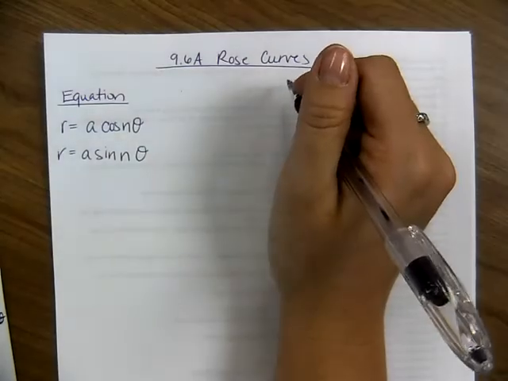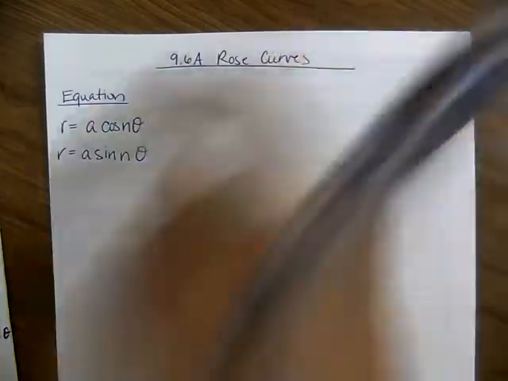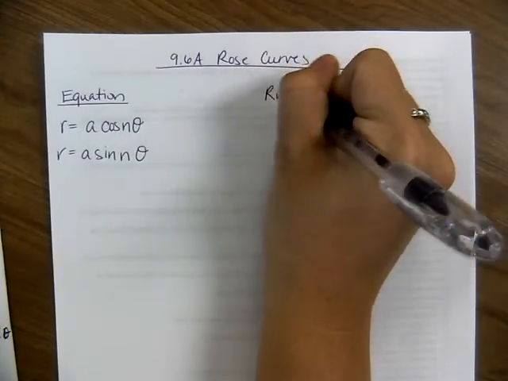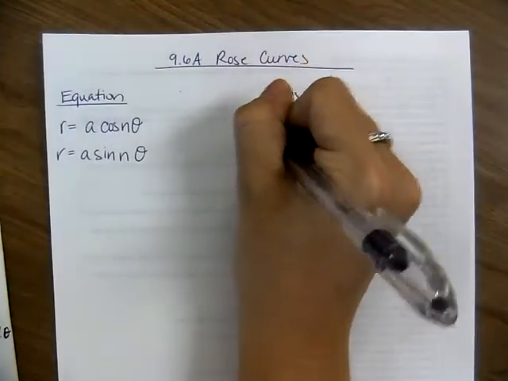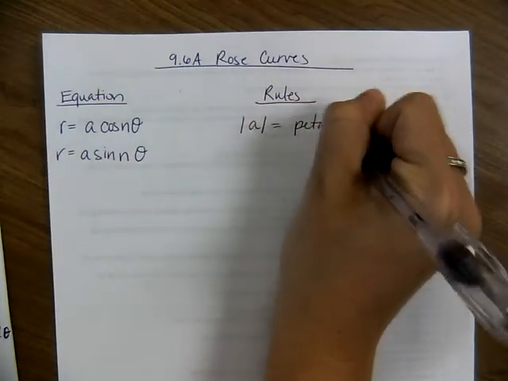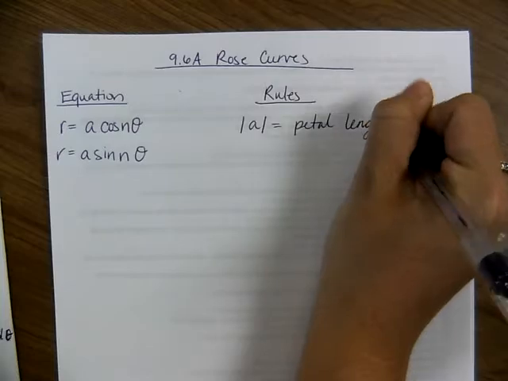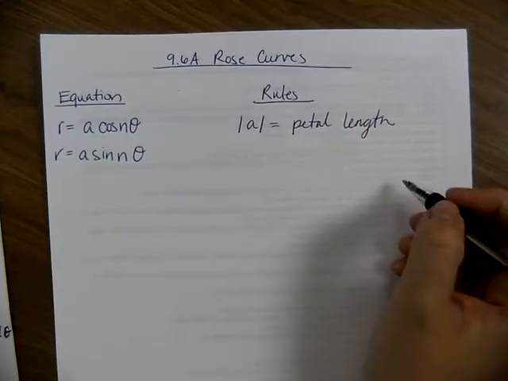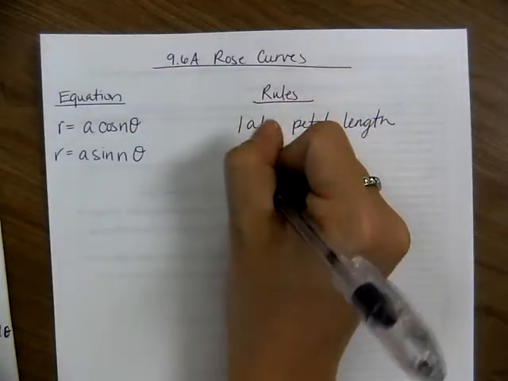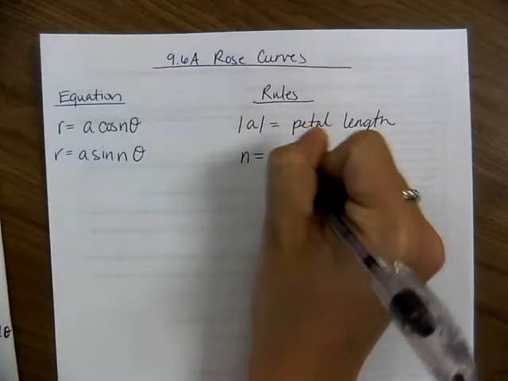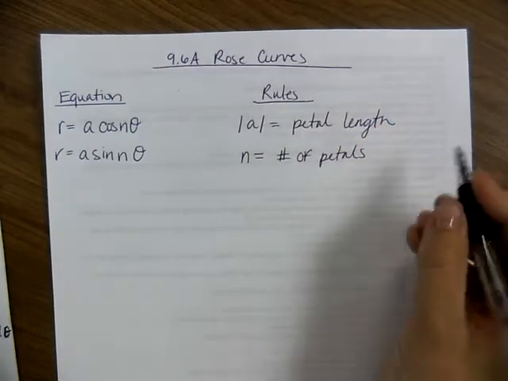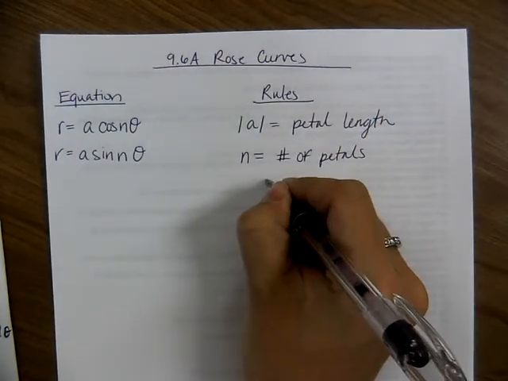There's lots of rules to remember for all of these graphs that we're going to do in 9.6. So here are the rules for rose curves. The absolute value of A is the petal length. We're going to be graphing this polar equation that looks like a rose, basically. It's pretty cool. N is the number of petals. But there's a couple other rules that go along with N.